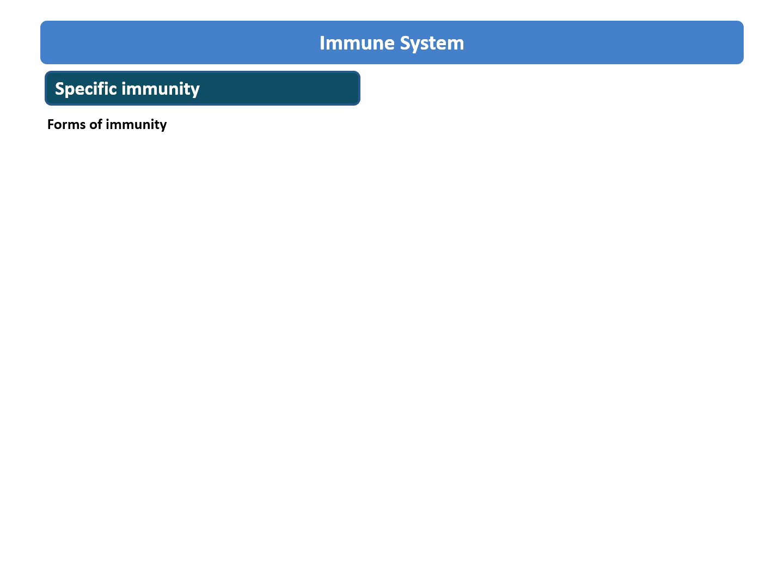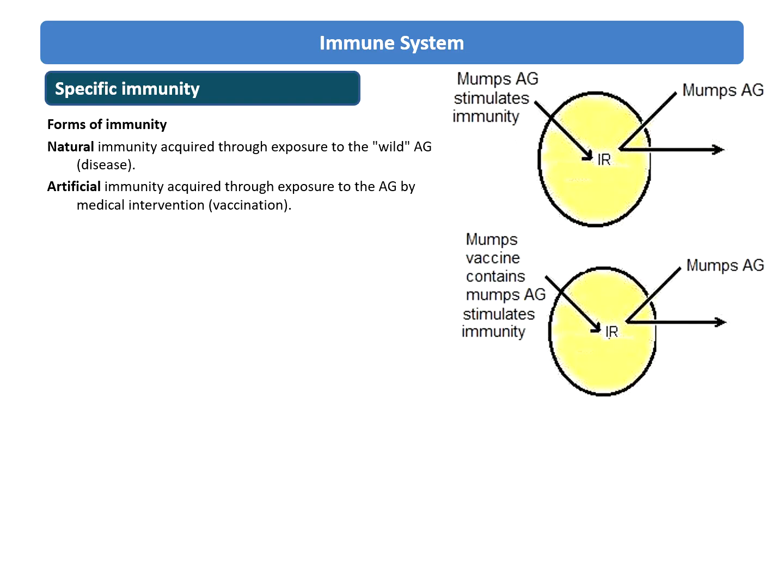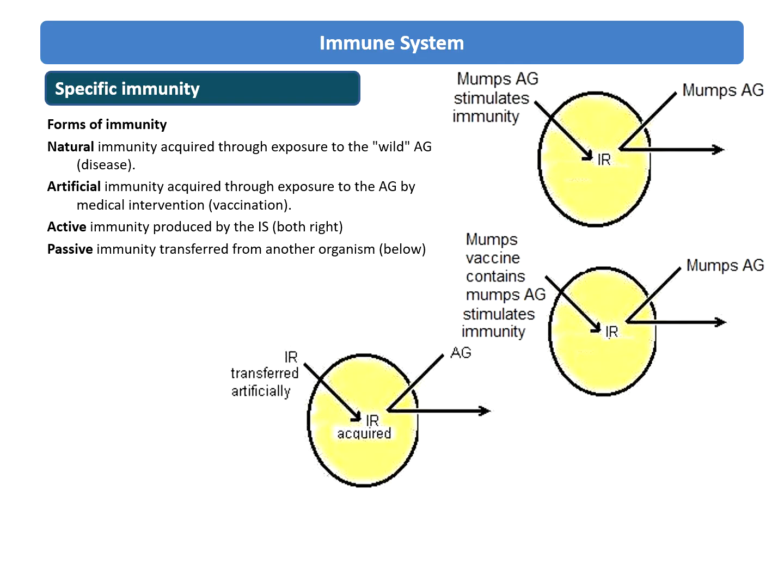There are several forms of immunity. Natural immunity occurs through natural exposure, like exposure to the mumps virus. Artificial immunity, on the other hand, is acquired through exposure to the antigen by medical intervention. That means by vaccination. Immunity may be active, that is, your immune system actively produces the immunity. Both of these examples are active. But immunity may be passive. Instead of your immune system developing the immune response, the immune response is transferred artificially.